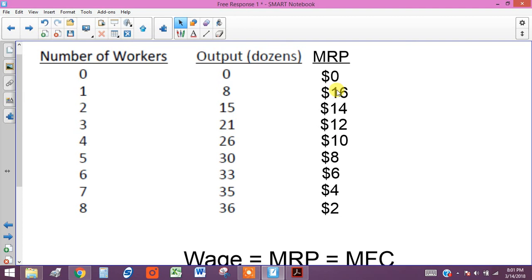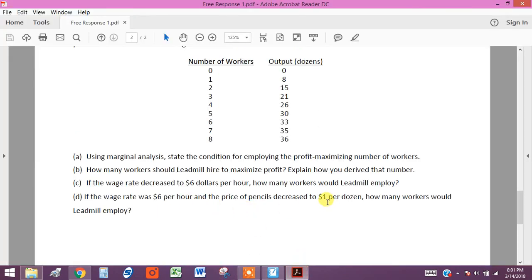So if we cut our marginal revenue product in half, and we have a wage of $6 an hour, then the level of hiring is going to be right here, because this is now 6, and that means that we're only going to hire 3 workers, a maximum of 3 workers. So that's how you figure that out. And I believe that takes care of question 3. Let's go back and make sure. Yeah, that's the whole thing.